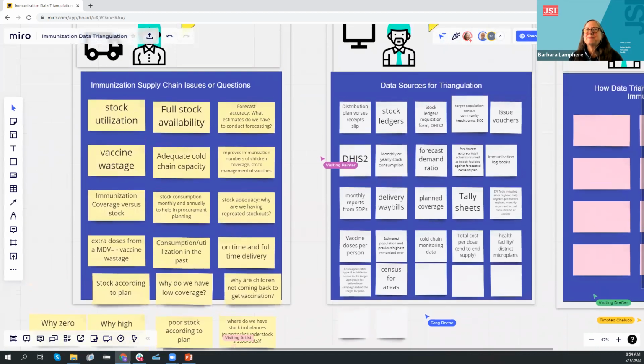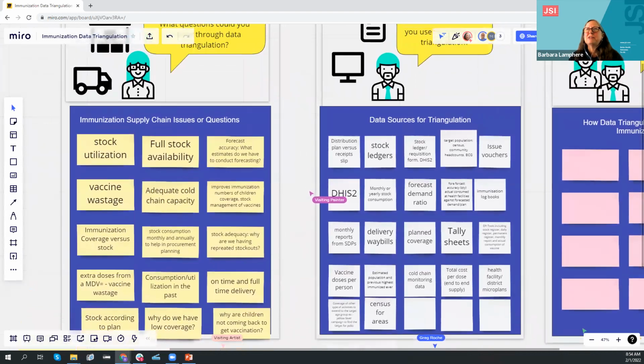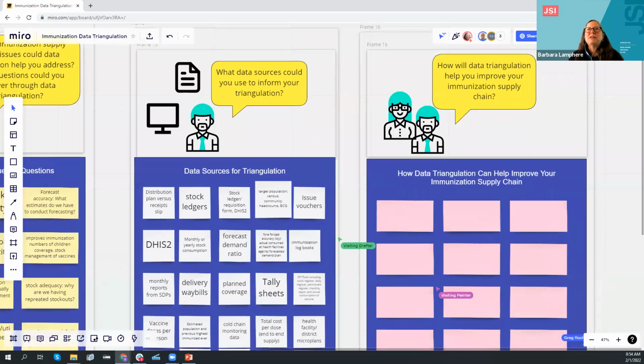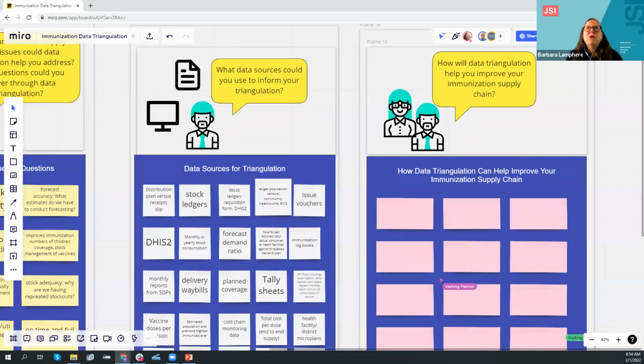Great, thanks. All right, we have one last question we're going to ask you. In your own situations, I want you to think about how data triangulation will help you improve your immunization supply chain. What would you hope to get out of a data triangulation activity? What is your vision for what data triangulation can do for you? Please put your answers in the chat. What do you think the benefit would be for your supply chain?